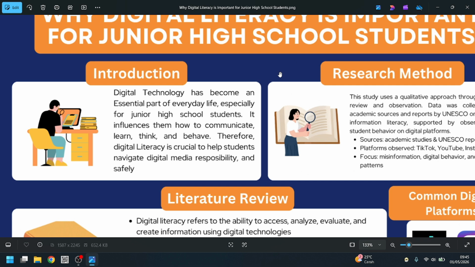Digital technology has become an essential part of everyday life, especially for junior high school students. It influences how they communicate, learn, think, and behave. Therefore, digital literacy is a crucial step to help students navigate digital media responsibly and safely.